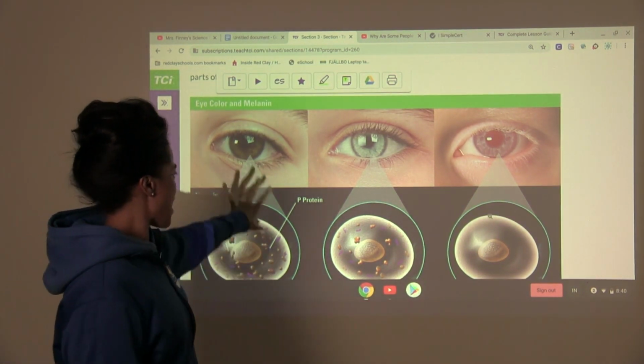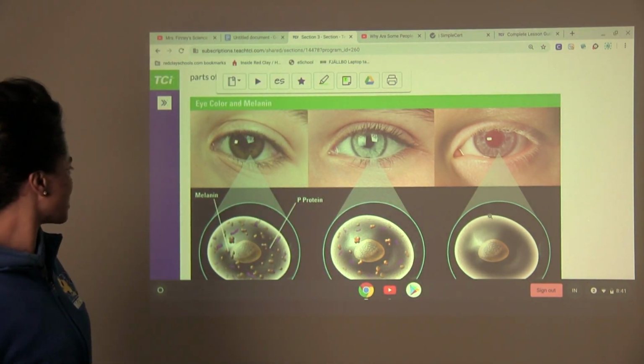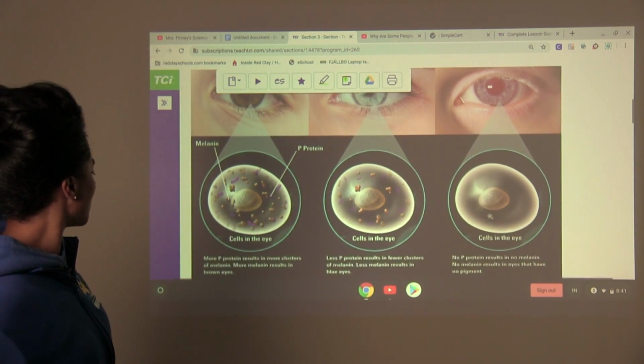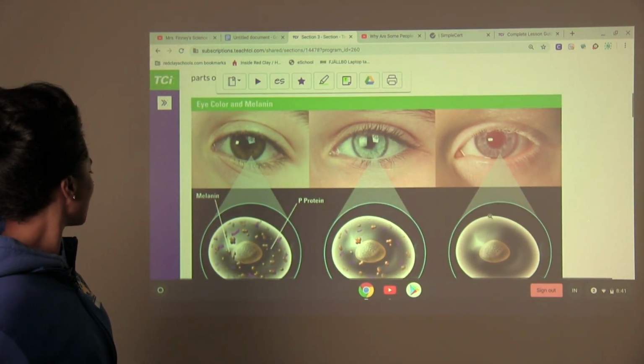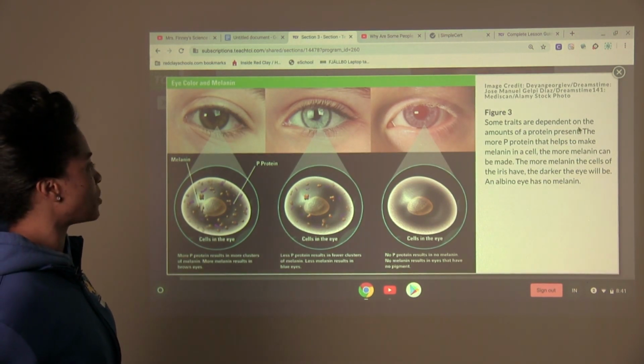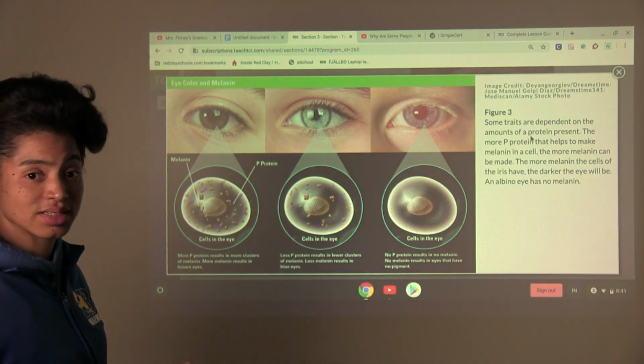So, three eyeballs up close. You should notice a difference here, right? And we'll check on this difference. What in the world is happening? Okay, so in this image, some traits are dependent on the amounts of a protein present.